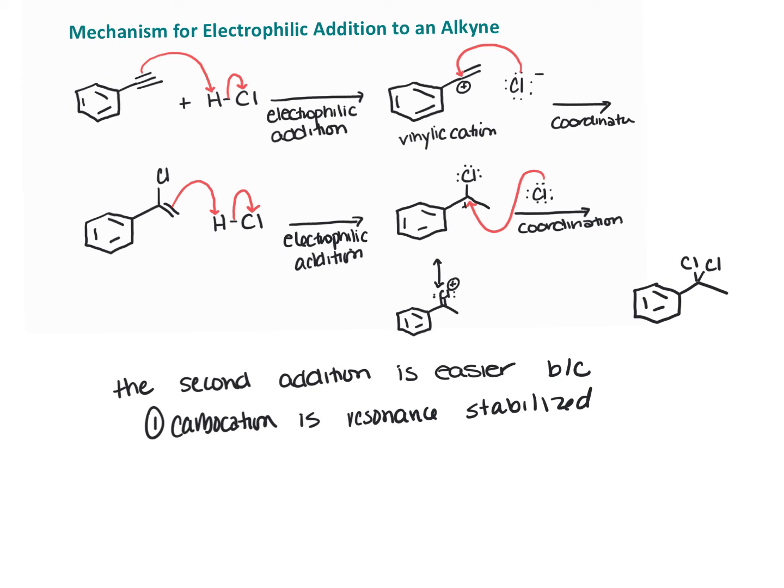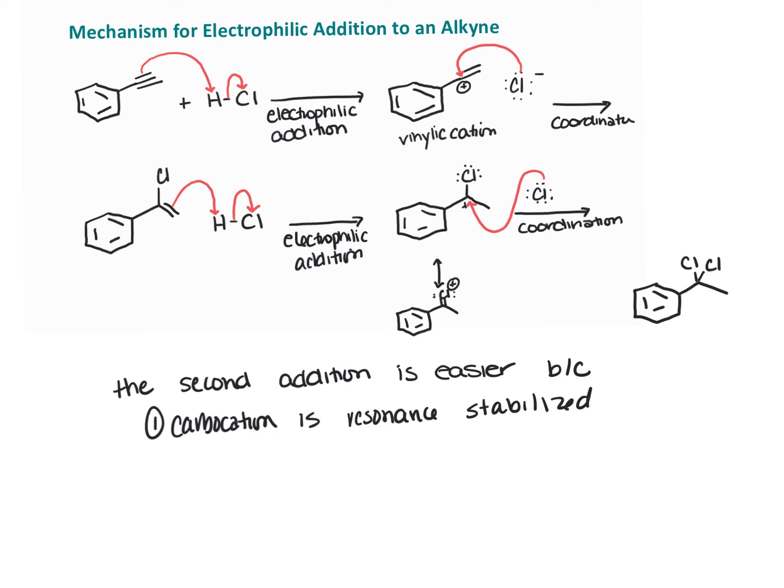I want to talk about this a little bit more on the next slide. I want to talk about bromine for just a second. So in this equation, the vinylic cation is resonance stabilized here, right? Because of that benzene ring.